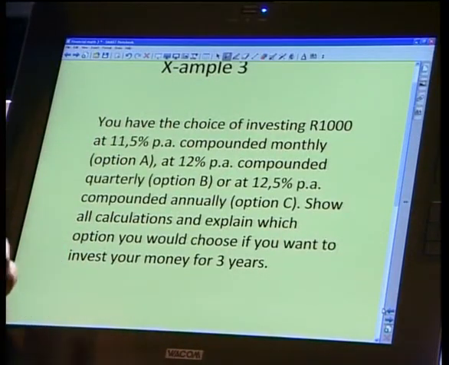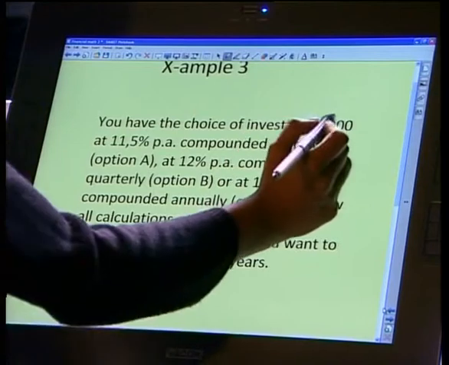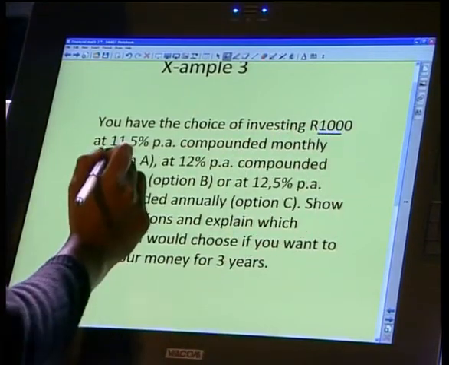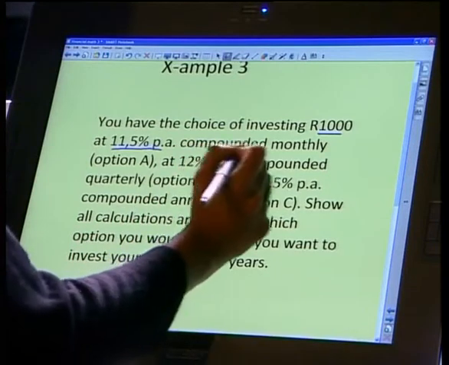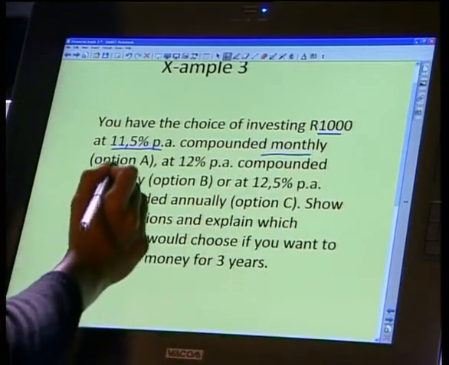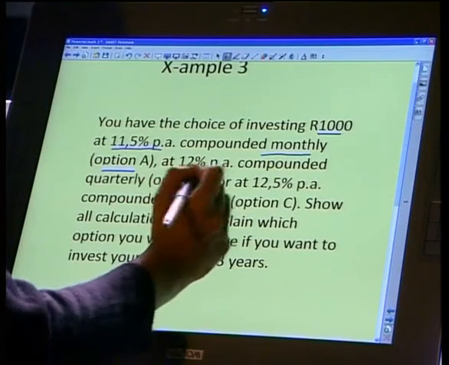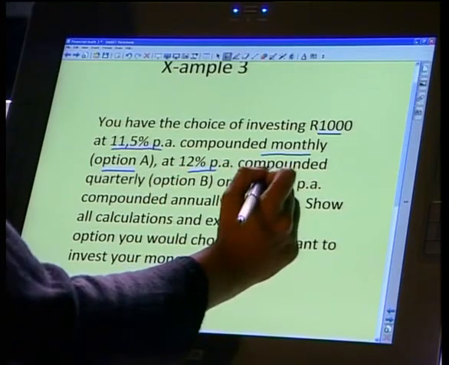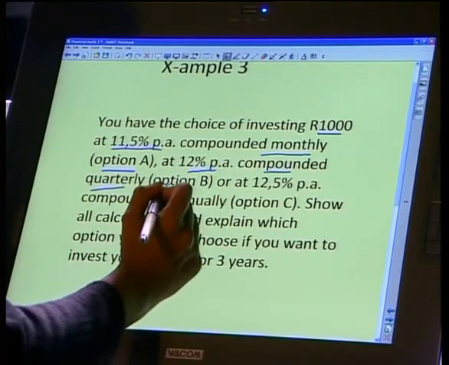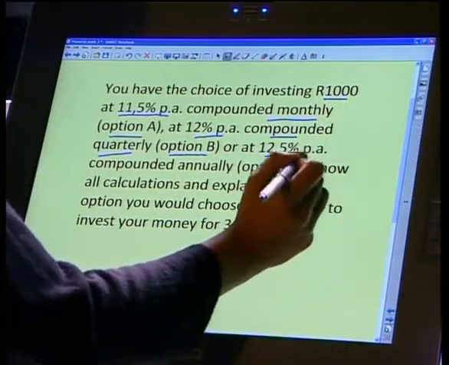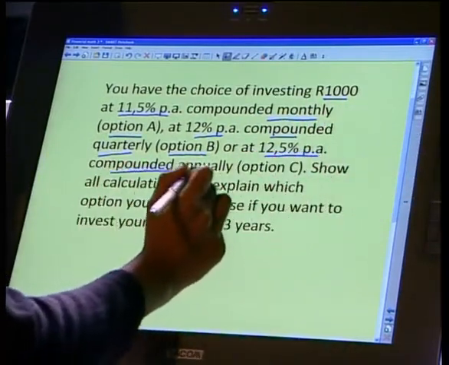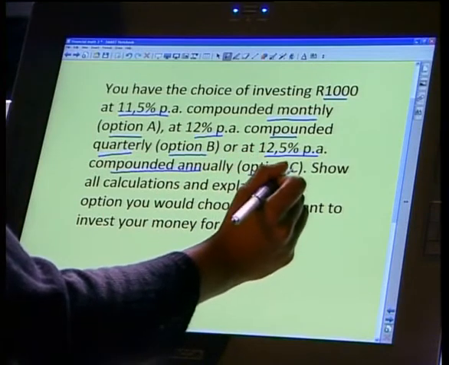You have the choice of investing 1,000 Rand at 11.5% per annum, compounded monthly, that's option A, at 12% per annum, compounded quarterly, which is option B, or at 12.5% per annum, compounded annually, and that's option C.